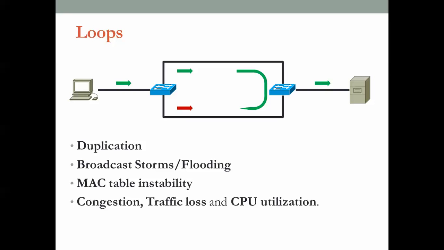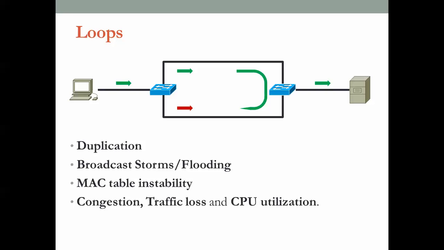As you can see here, the second switch also handles broadcast messages in the same way as the first switch did. It forwards it to all other interfaces except the one it received from. So the second switch is forwarding one copy of the packet to the server where it was originally intended to go, but it's also forwarding another copy of the packet back into the network.